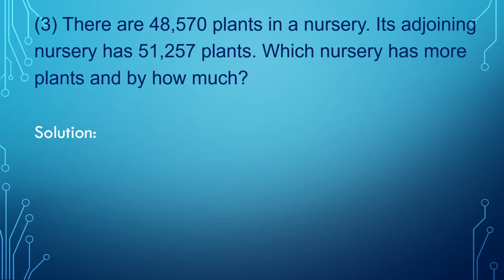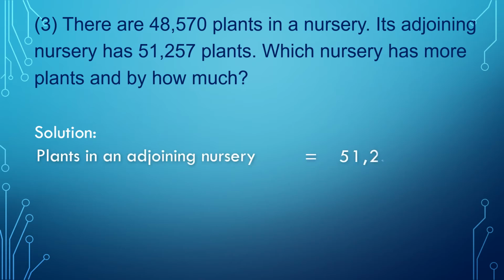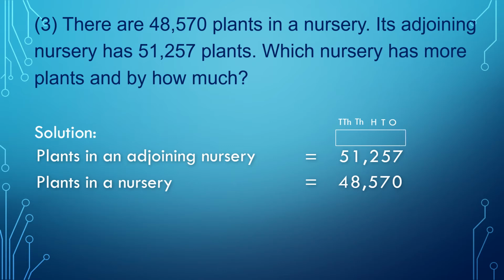Let's start the solution. Remember, in subtraction, always write the biggest number on the top and the smallest number on the bottom. So the first statement is plants in an adjoining nursery is equal to 51,257. And the second statement is plants in a nursery is equal to 48,570. Then write all the places and draw a carry-on box. Now write the minus symbol and draw a line so our answer can go below it. Remember, arrange the numbers according to their place value and then subtract column wise.